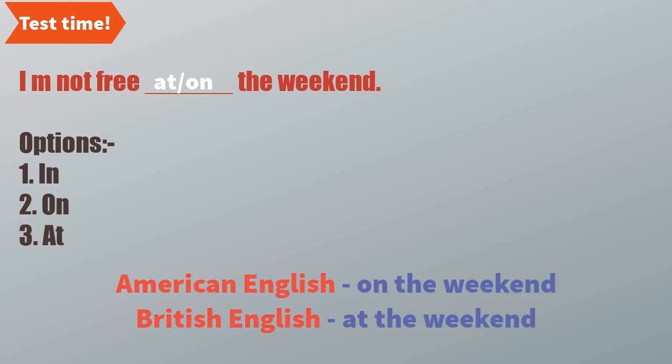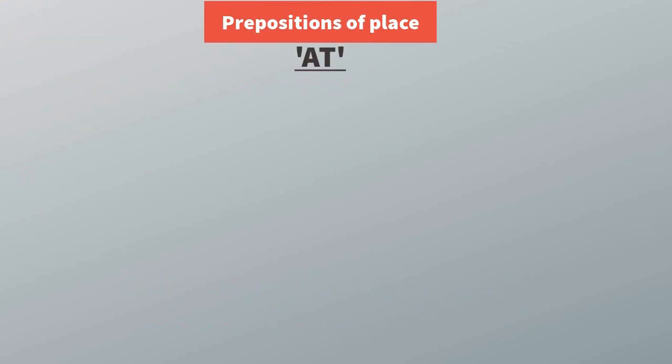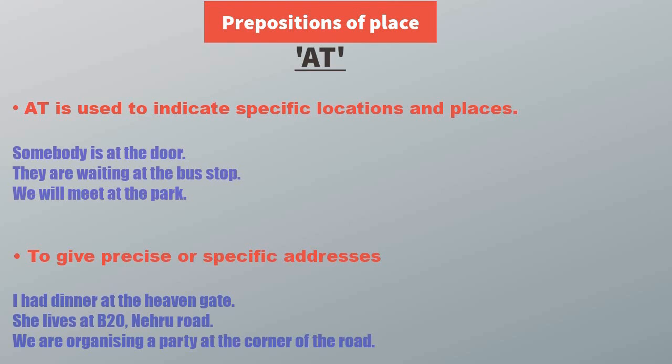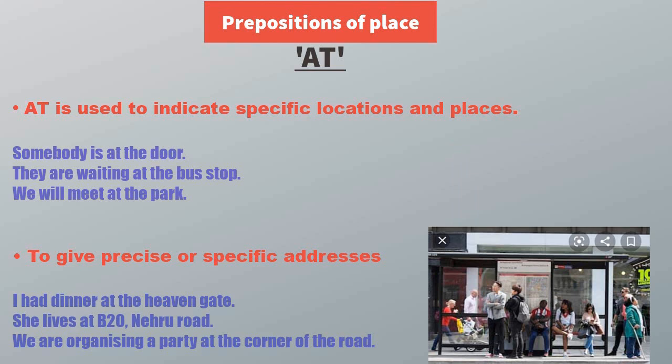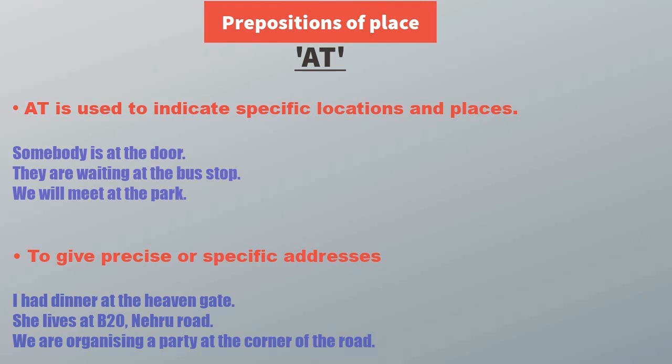Let's talk about the usage of at. So guys, the usage of at is very particular. Point out a specific location. Somebody is at the door. Somebody is at the door means somebody is near the door, close to the door. They are waiting at the bus stop. Talking about a particular location. Where are they waiting? They are waiting at the bus stop. Not on the bus stop. If you say on the bus stop, it would mean they're on the top of the bus stop, on the roof of it.